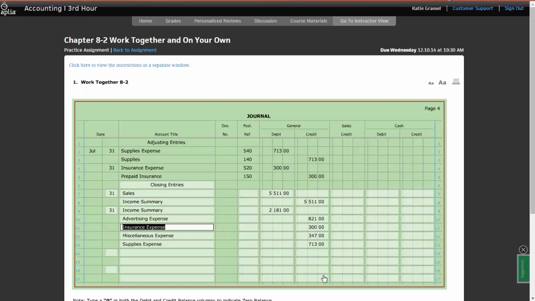So that is my second closing entry. We always have 4 closing entries. What's the third letter in my acronym? I, which is income summary.